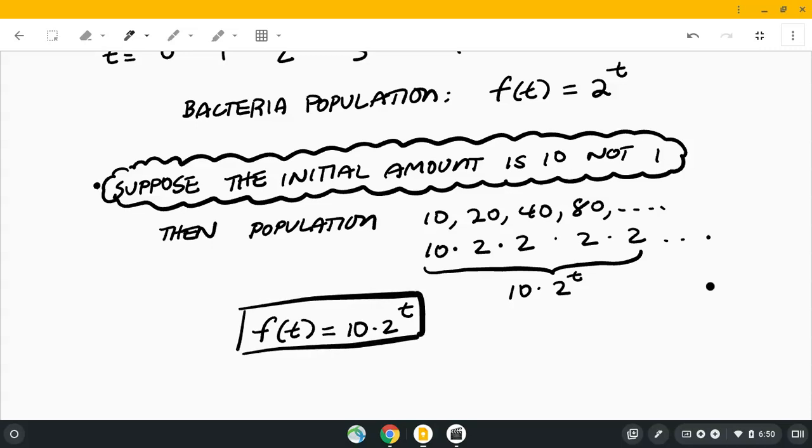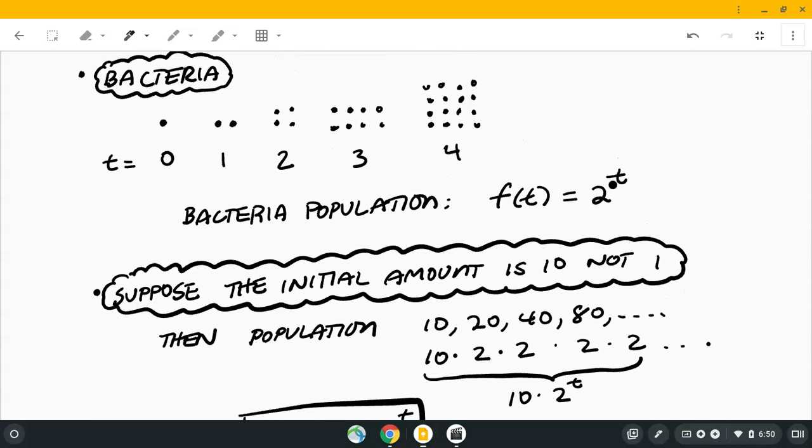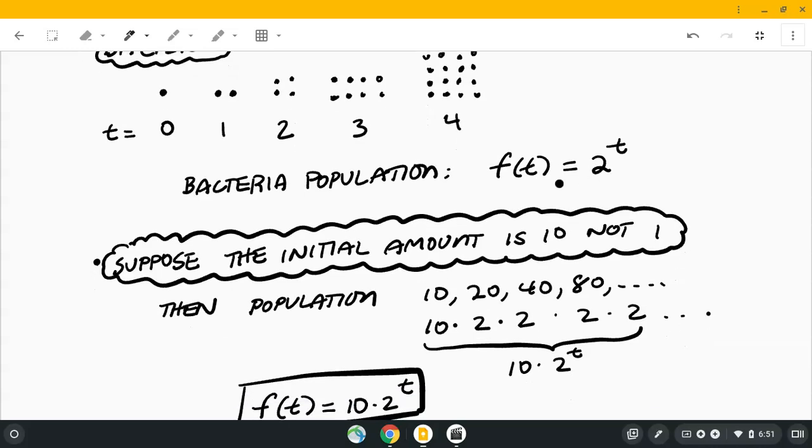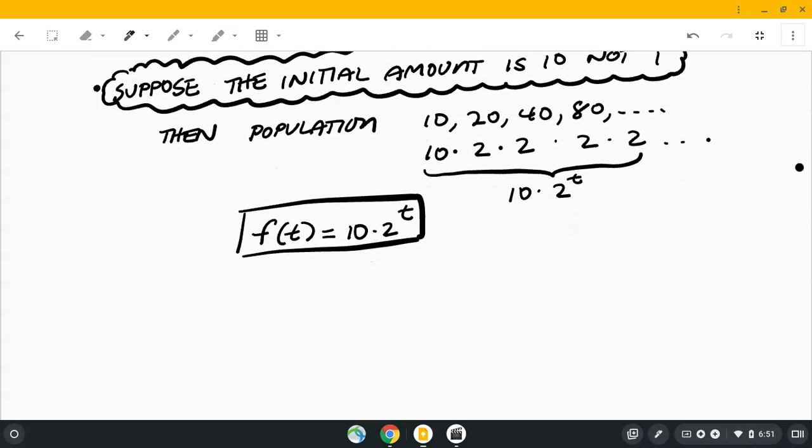Okay, now suppose that, okay, we looked at this case. This is the most basic case: you start off with 1, and your doubling time is 1 unit of time, 1 hour in this case. Then we looked at what happens if the initial amount is different. Now, what if the doubling time is different? So we'll look at that case.